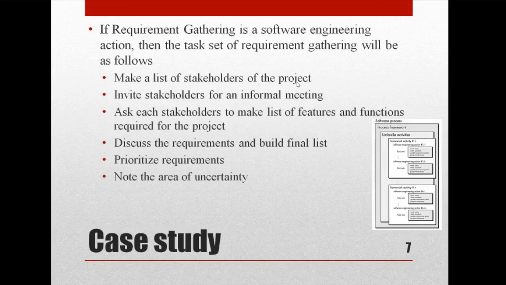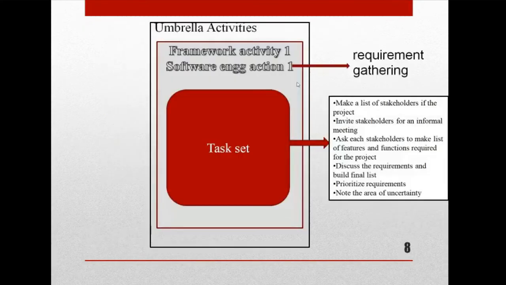So how do we attach this to the framework? Like this we can attach. Framework activity 1 will have the first software engineering action, which will be requirement gathering. Say requirement gathering will be the software engineering action, and these are all the tasks, which you will be taking as a task set. So I can call this one task set, which is actually for software engineering action 1.